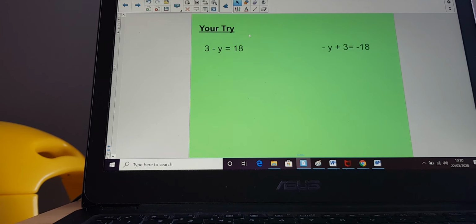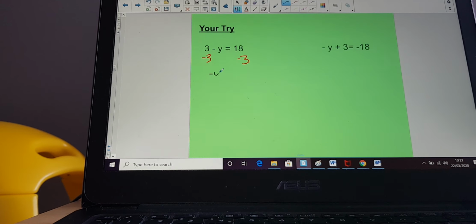Then we'll have a look at this one here. So first one, I have this positive 3 is what I'm going to deal with first, apologies. Even though this is negative here, it doesn't matter because this is positive 3. How do I get rid of that positive 3? I'll subtract 3. Whatever I do on one side, I do on the other.